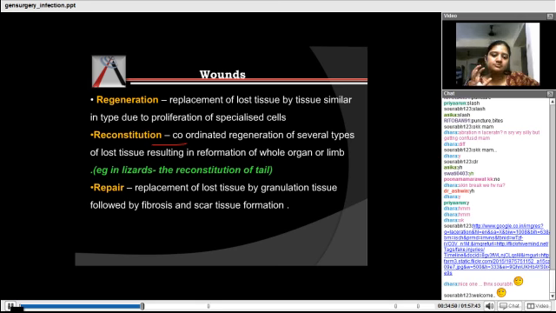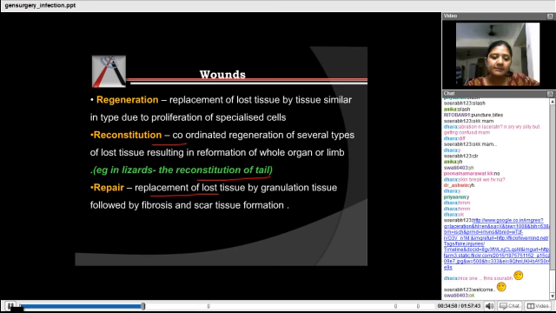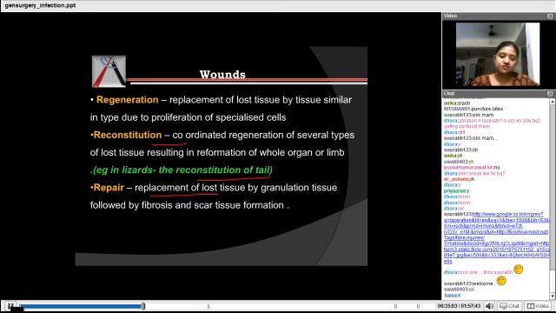That is reconstitution, and it is a little difficult in humans. It may be possible, I'm not sure, but it is common in lizards in the reconstitution of the tail, where different types of tissue are replaced. Repair is where lost tissue is replaced by granulation tissue. Here you have fibrosis and scar tissue formation.